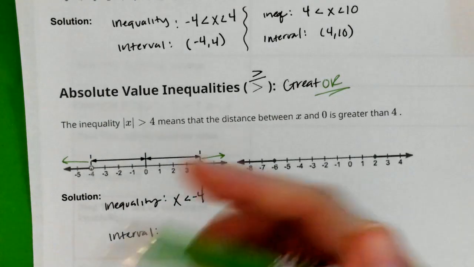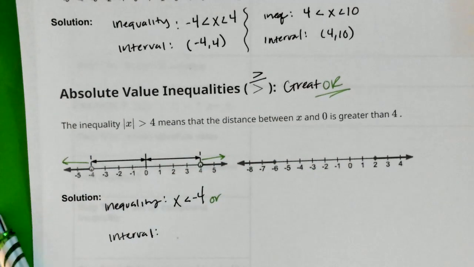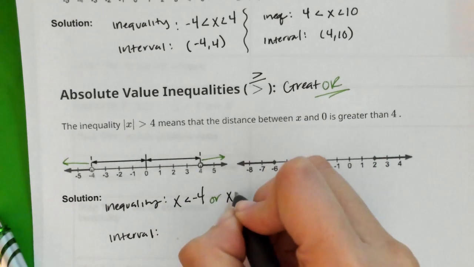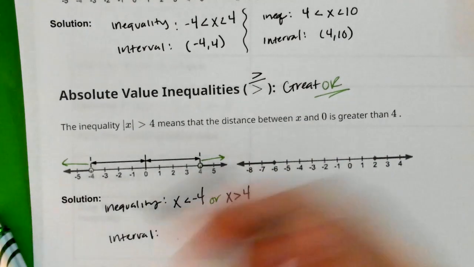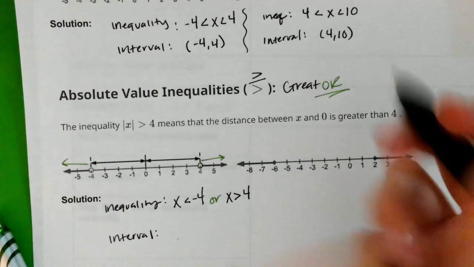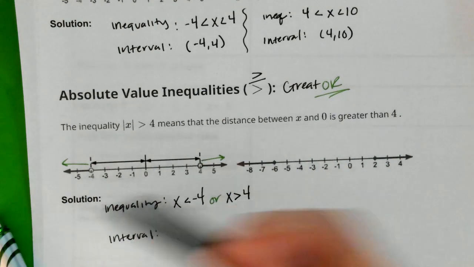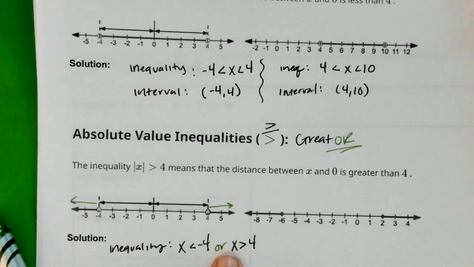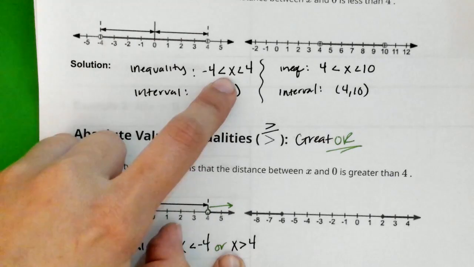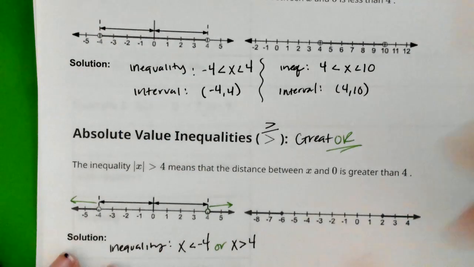Or my x values can be greater than 4. 5, 6, 7, 8, 9, 10, all work. So for OR cases, it's pretty straightforward. You just have your two answers and you put an OR. For an AND case, you just squeeze them together because it's in between those two values.